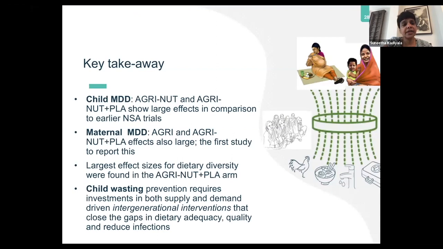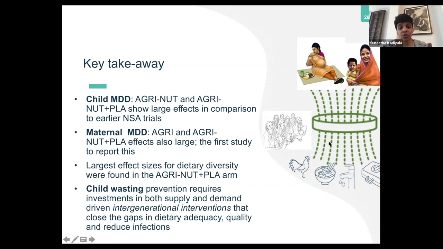So, to summarize, these interventions seem quite promising, and I think we report some of the largest effect sizes compared to other studies in terms of child minimum dietary diversity, and ours is the first to show impacts on maternal dietary diversity. And child wasting, we haven't improved, like many other interventions. Unfortunately, UPAVAN hasn't resulted in improvement in child wasting. But if you look back to when UPAVAN started and all the studies that came after, it's now quite clear that you can't have impacts on wasting just by behavior change communication, because the determinants are so intractable. It requires, unquestionably, unequivocally, investments in both supply and demand driven interventions that cut across generations, starting with the mother or even the adolescent girl very early on.